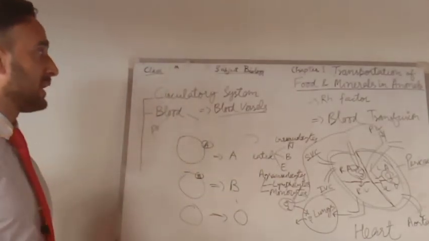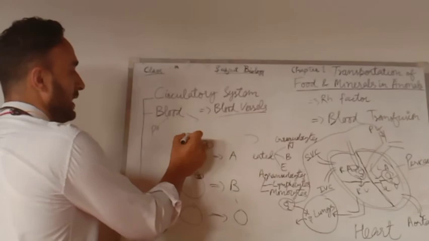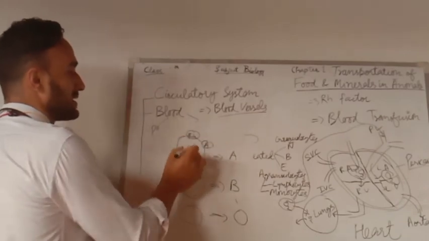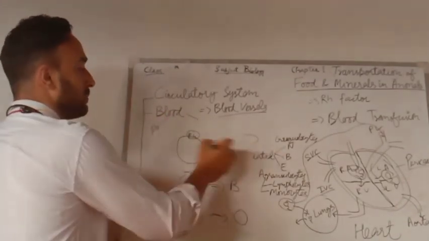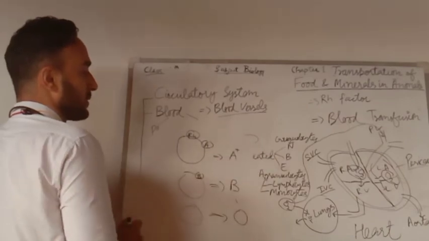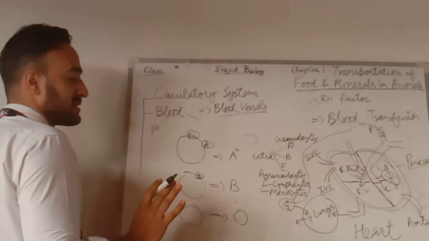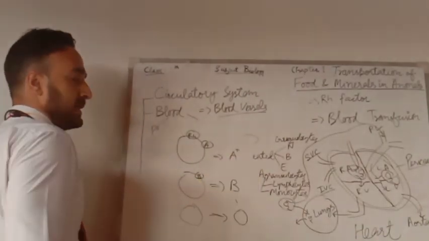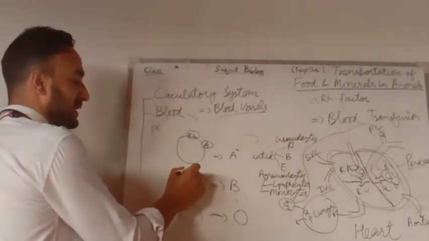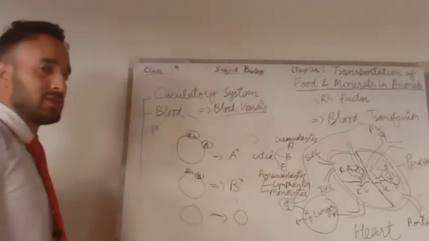There is one more thing called the RH factor. If RH factor is present on the RBC, the blood group becomes RH positive. Okay, and in case of the B blood group, if the RH factor was not present here, the blood group was simply B. But if RH factor is present here, the blood group becomes B positive.